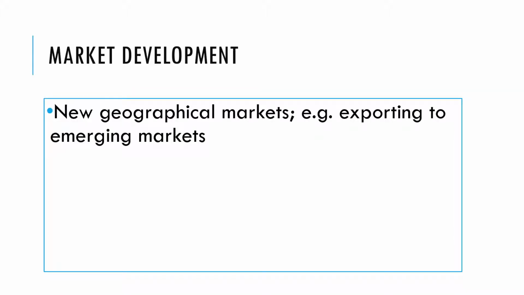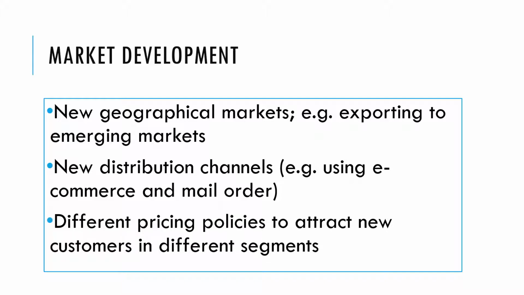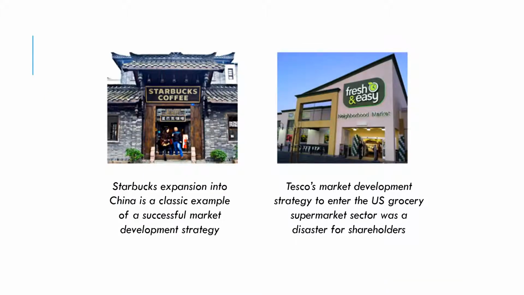So this might be a new geographical market, so for example exporting to emerging markets. It might be using a new distribution channel, a different type of market. If we go into a different market, we might also consider different pricing policies alongside that. Here's another couple of examples of businesses who've tried this strategy.